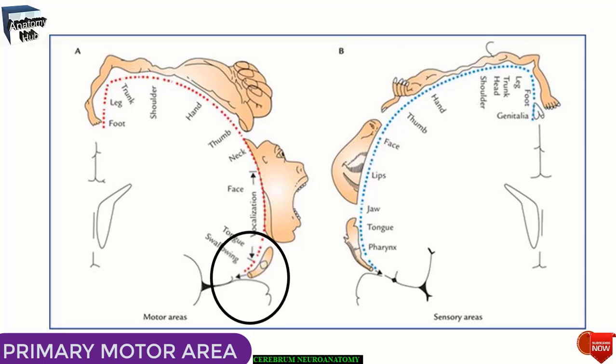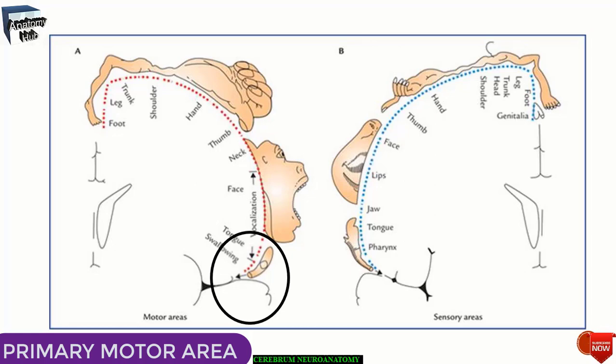The specific regions within the area are responsible for movement in specific parts of the body. Only movements are represented in this area and not individual muscles. The human body is represented in an upside down manner in the precentral gyrus, known as the inverted homunculus, shown in this picture.